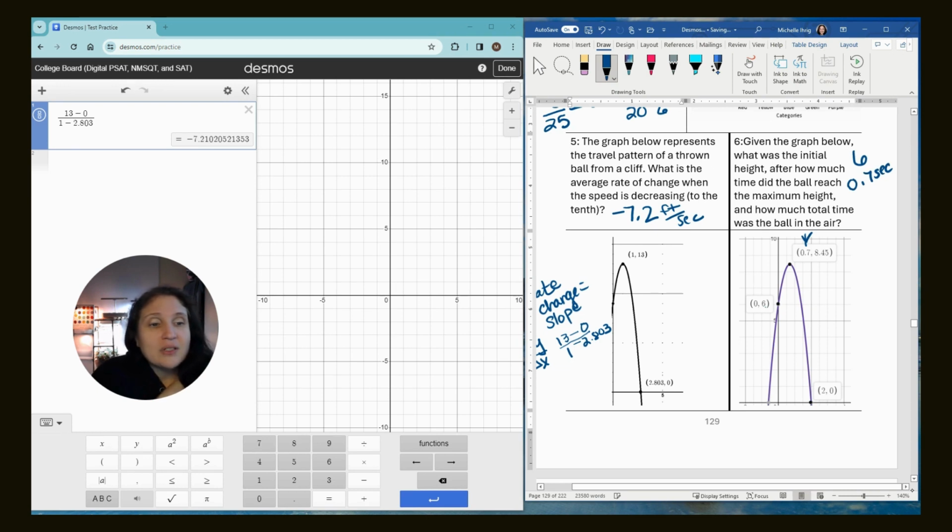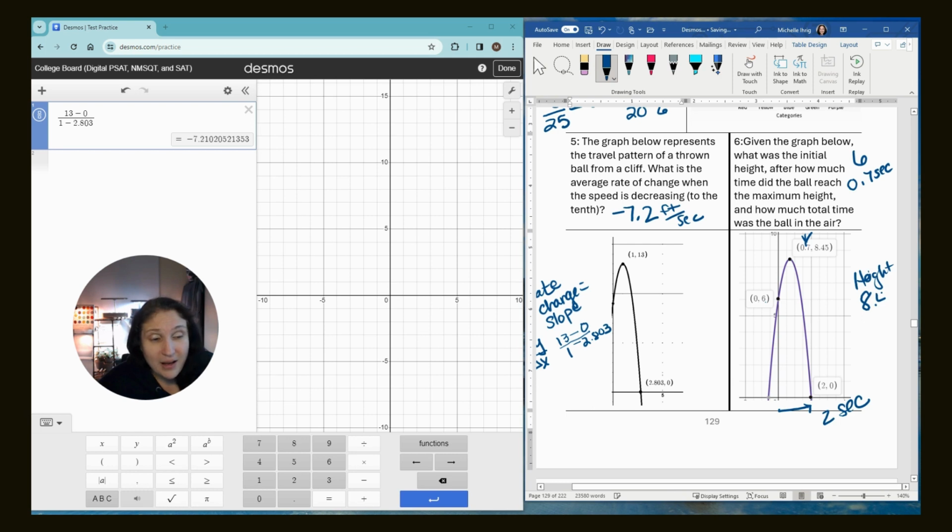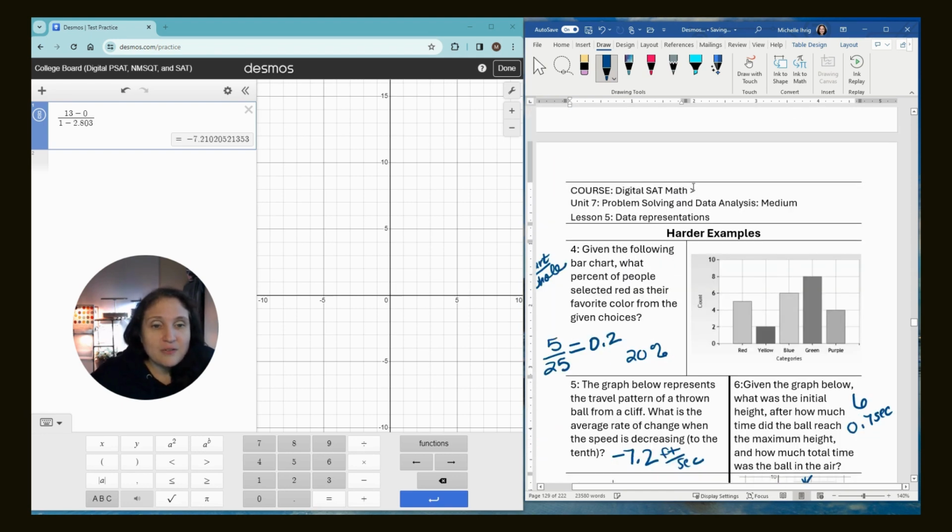How much total time was the ball in the air? Well, it was in the air for our x values. So altogether, it was in the air for 2 seconds. If it asked what was the maximum height of the ball, the maximum height of the ball was 8.45. I would be surprised if you didn't get at least 1, if not 2, of these types of interpretation questions. So I would definitely take the time to focus on that.